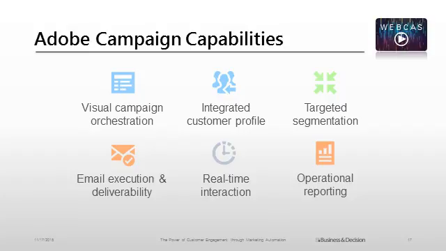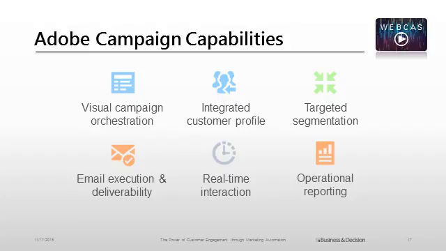So what are the six unique capabilities that really set Adobe Campaign apart from its competitors? So one is their visual campaign orchestration. It makes it really easy for marketers to design and manage their marketing programs with this nice visual center. There's an integrated customer profile, which allows you to capture all the data, all the big data, as I discussed before, and take advantage of all their different interactions across multiple touch points.